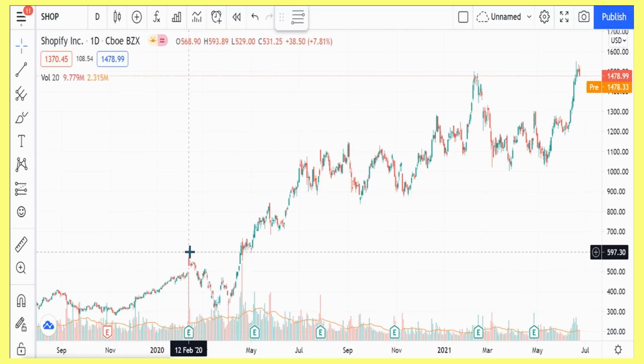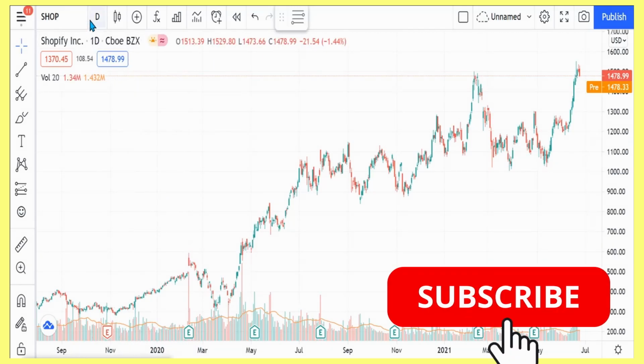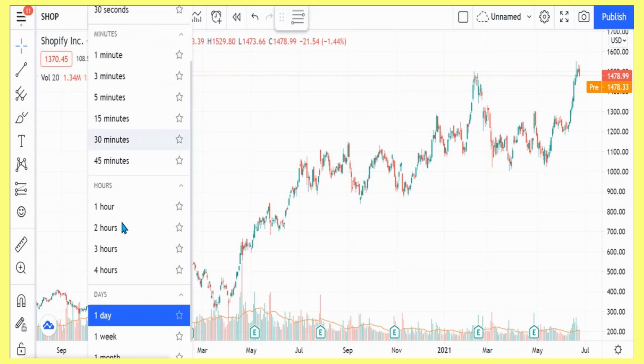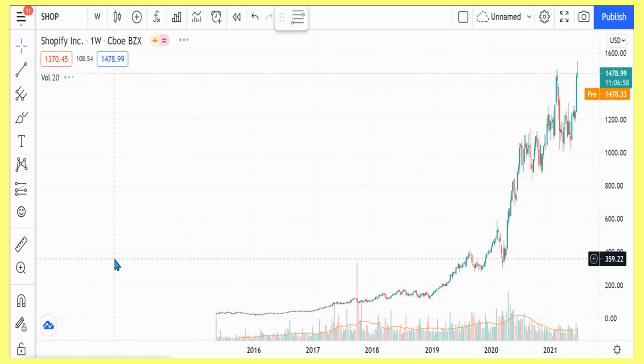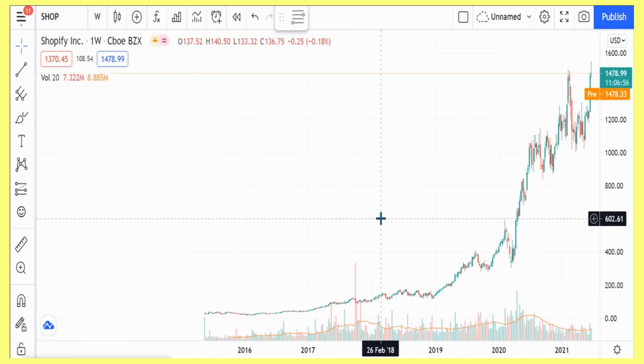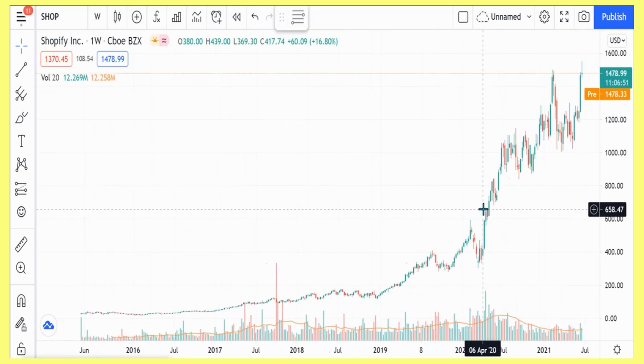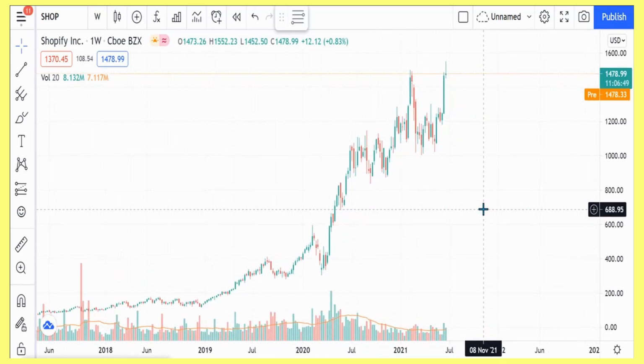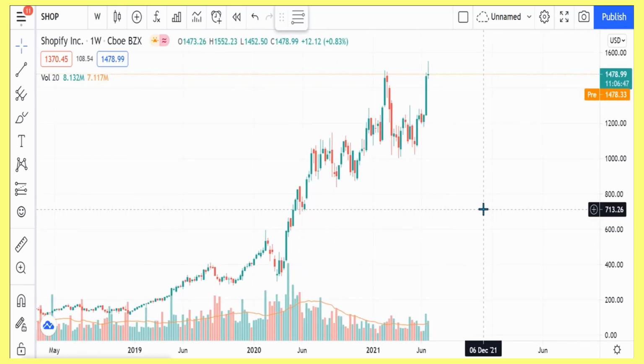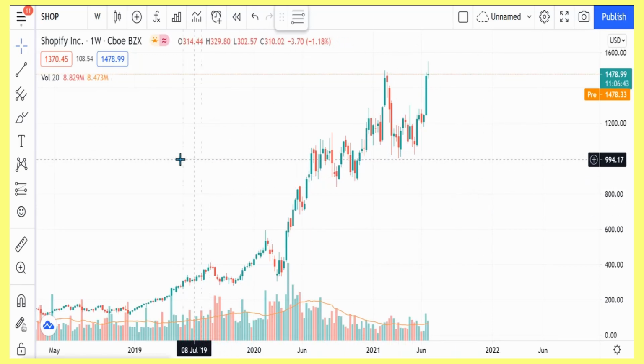Now we will start our analysis. I will first shift it to a weekly chart because we want to see a longer pattern of how it is. I'm trying to enlarge this chart so that we can see it clearly. I think now it's a bit clearer. So now let's begin our analysis.